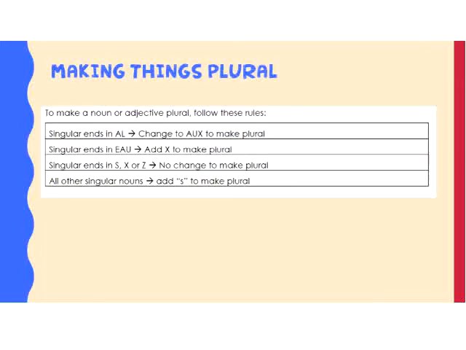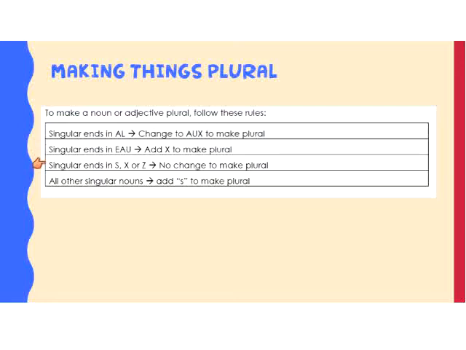Then you have to think about plurality. If the noun is plural, and you know because it ends in one of these things that you're seeing here, then you need to make your adjective plural. So if you're wanting to talk about multiple dogs, multiple books, a group of people, your adjective also needs to be plural. So if the noun or the adjective that you're trying to make plural ends in AL, you're going to change the AL to AUX to make it plural. If the noun or adjective you're trying to pluralize ends in EAU, you're going to add an X to the end of the word to make it plural.